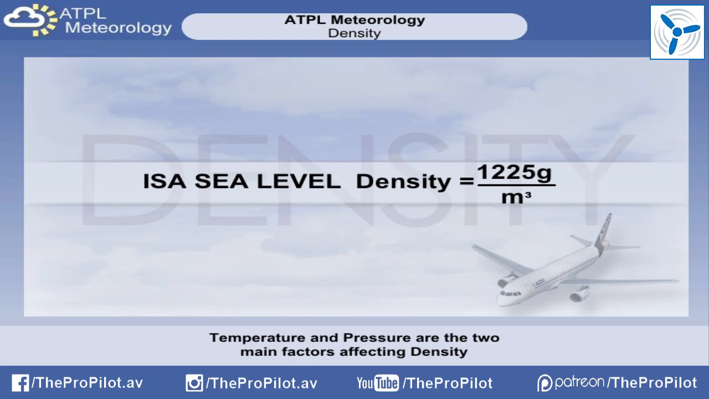Looking at the diagram, we can see the density formula. Notice that in the formula we replace density with the Greek symbol rho. We'll now look at how the variables of temperature and pressure affect the mass or volume, and therefore the density.